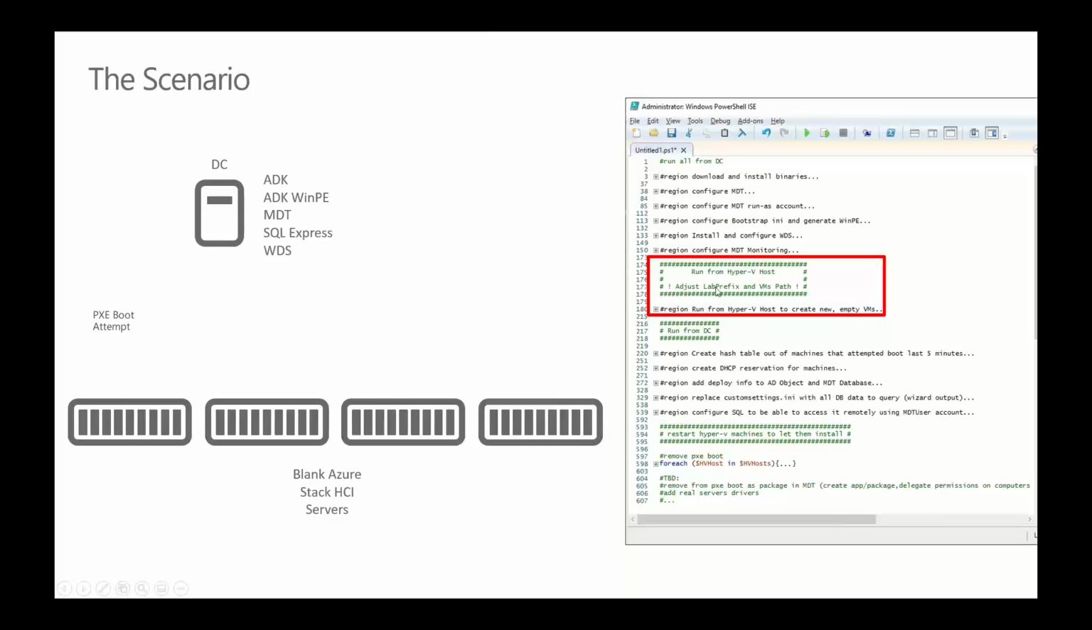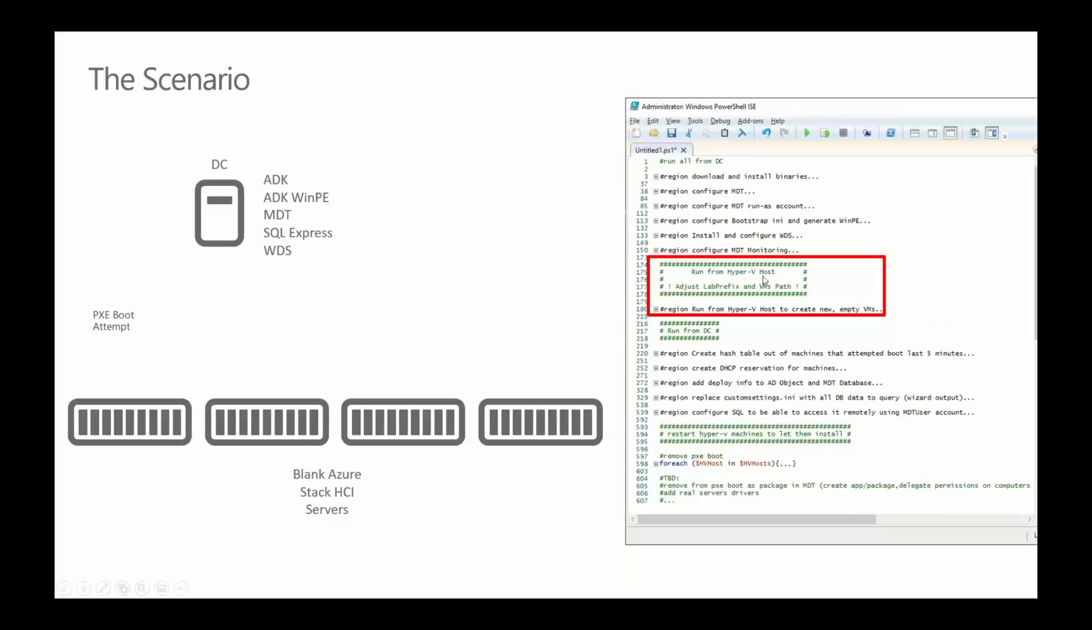You should adjust the lab prefix and VM path, because on my machine I have it on my E drive in my folder called WSLab something. In your case, it will probably be the D drive or C drive or somewhere else. So you need to adjust it. So we'll take a look into that.